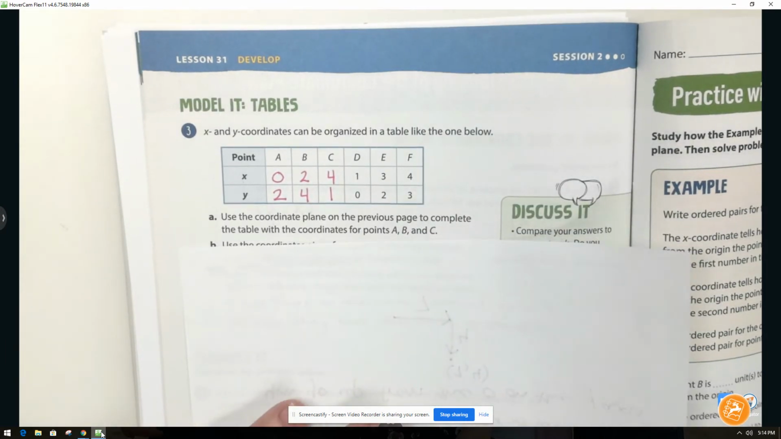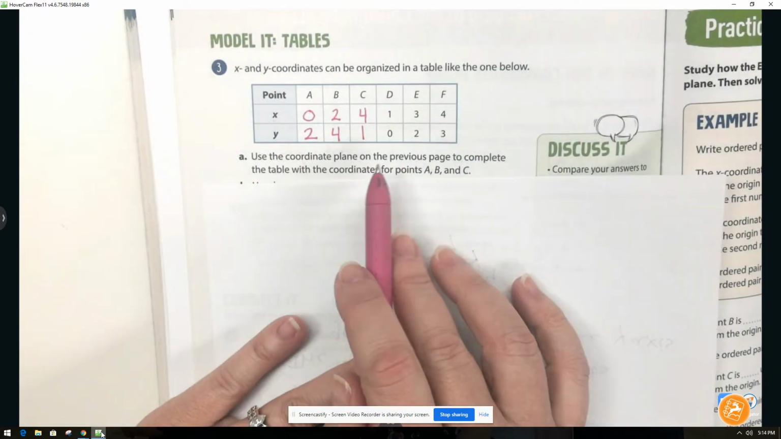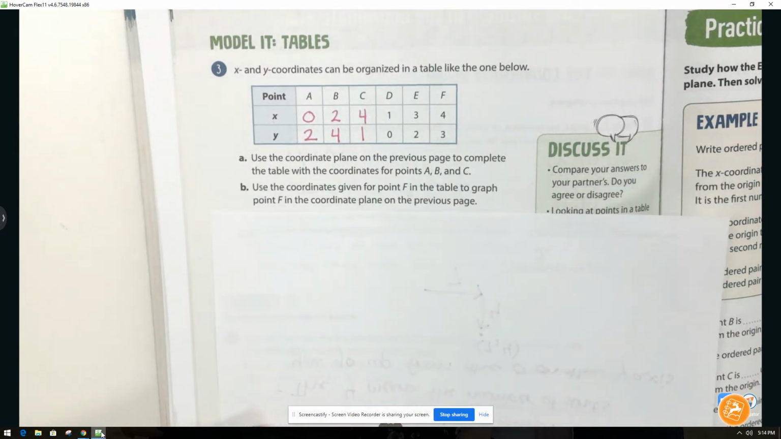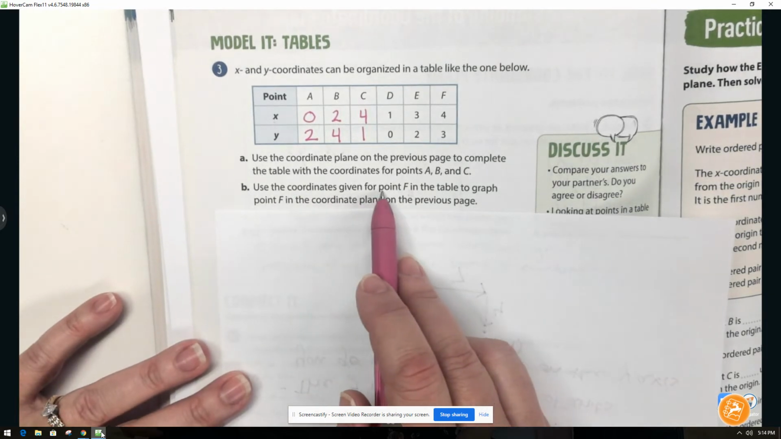So now we've used the coordinate plane to complete the table from the previous page. Now we're going to look at part B. Part B says this. Use the coordinates given for point F.